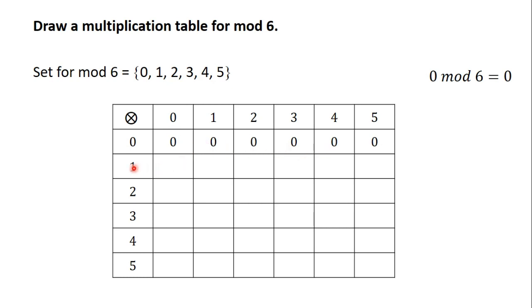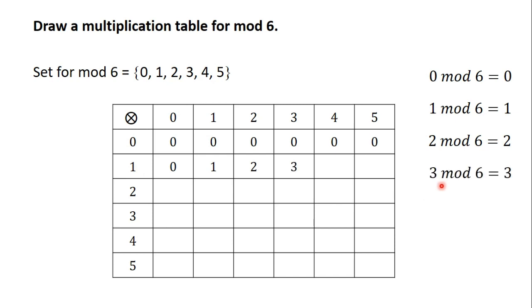Let's move on to the next row. 1 times 0 is 0. 0 in mode 6 is 0. 1 times 1 is 1. 1 in mode 6 is 1. 1 times 2 is 2. 2 in mode 6 is 2. 1 times 3 is 3. 3 in mode 6 is 3. 1 times 4 is 4. 4 in mode 6 is 4. 1 times 5 is 5. 5 in mode 6 is 5. Let's move on to the next row.